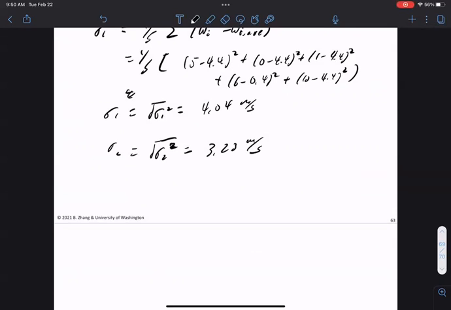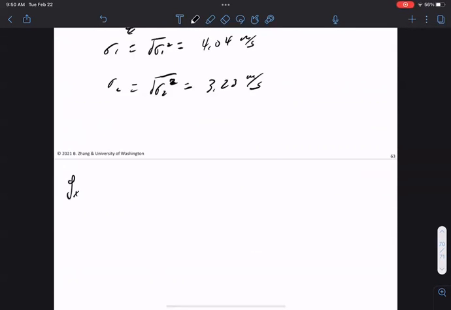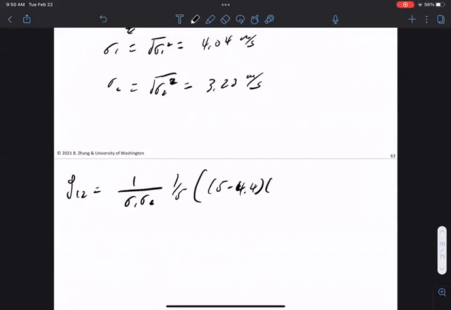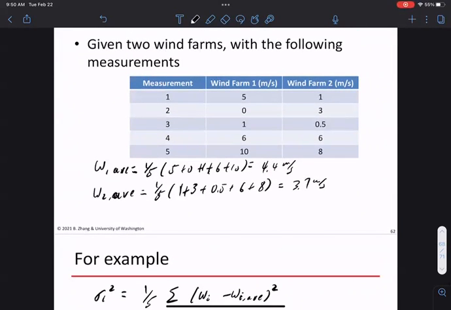So now let's do the cross correlation between, let's say, x and y, or between 1 and 2 in this case. This is 1/(sigma1 sigma2) times the probability. The probability for each of them is equally likely, so 1/5. Now we have a bunch of sums. This is the first pair. This pair, 5 - 4.4 and 1 - 3.7, comes from the fact that this number is 5. You subtract its mean, and you multiply these together.